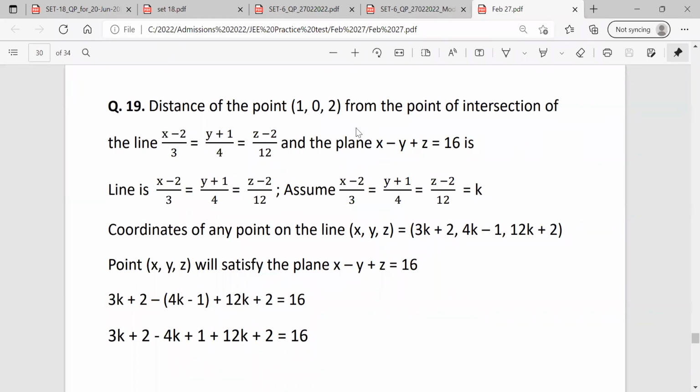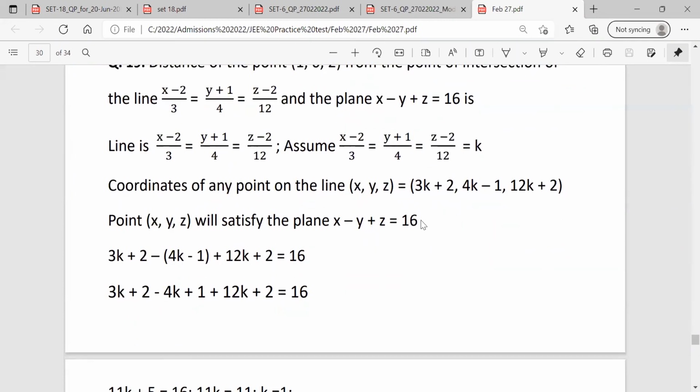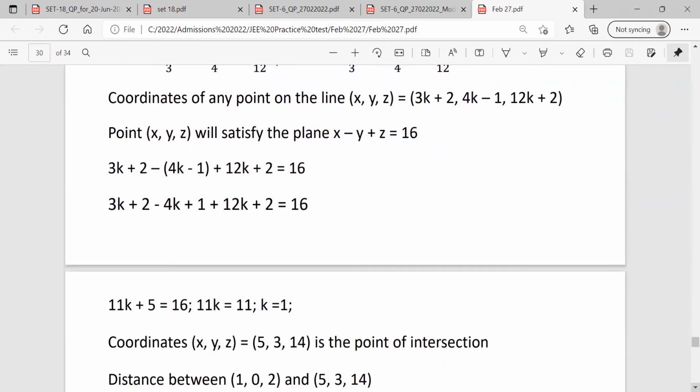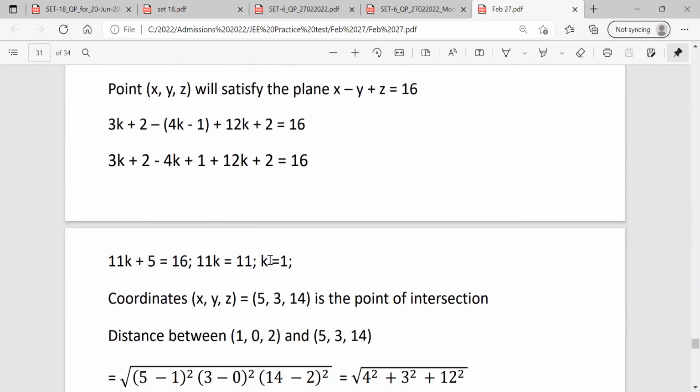Now in the question it is given that we have the point of intersection of this line and the plane, and also the distance from the given point. So the point x, y, z will satisfy the equation of the plane, that is x minus y plus z equals 16. I have the coordinates of x, y, z, so I'm going to substitute them here. So 3k plus 2 minus (4k minus 1) plus 12k plus 2 equal to 16. So I can easily find out the value: k becomes 1.